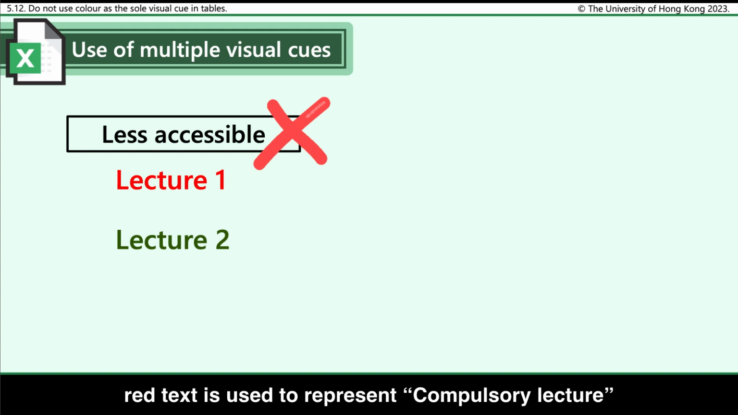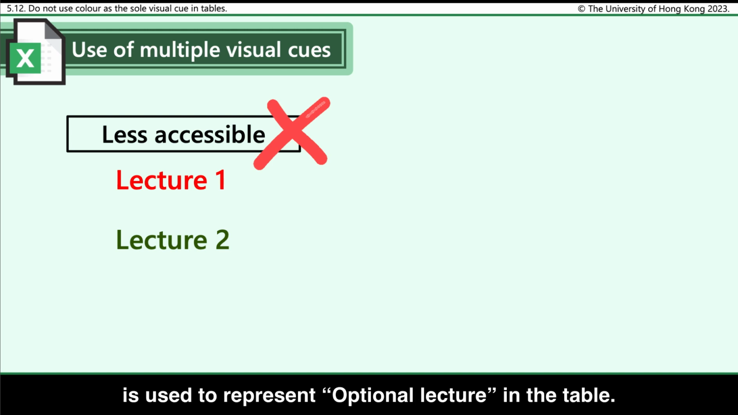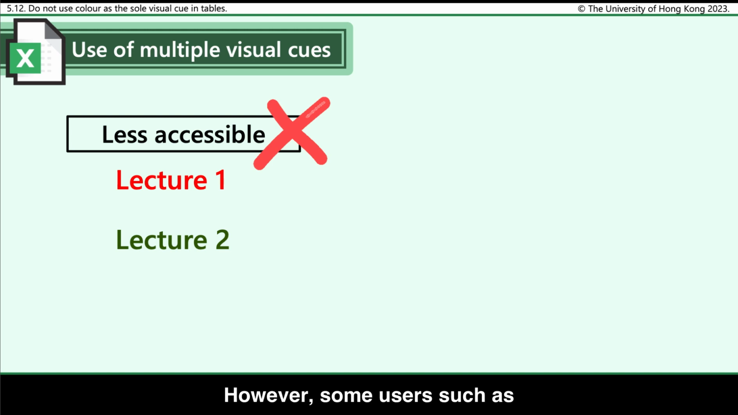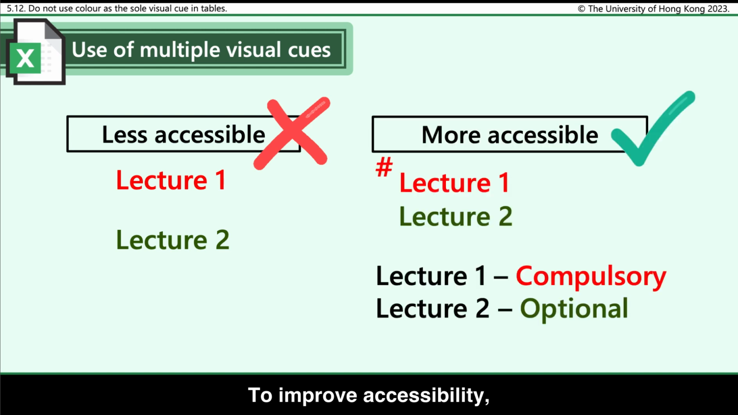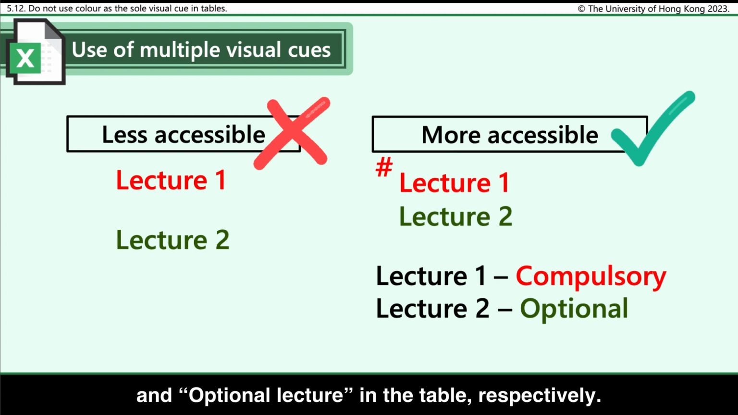For example, red text is used to represent compulsory lecture, and green text is used to represent optional lecture in the table. However, some users such as people with color blindness may be unable to differentiate the red text and the green text. Users who print out the slides in grayscale may also be unable to differentiate the colors. To improve accessibility, we may use multiple visual cues, such as color, symbols, and text, to indicate compulsory lecture and optional lecture in the table, respectively.